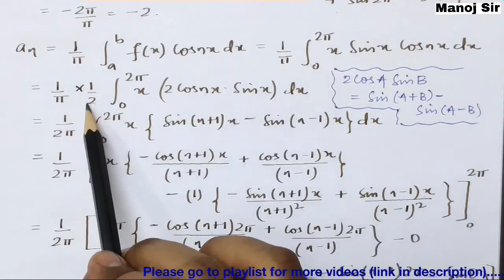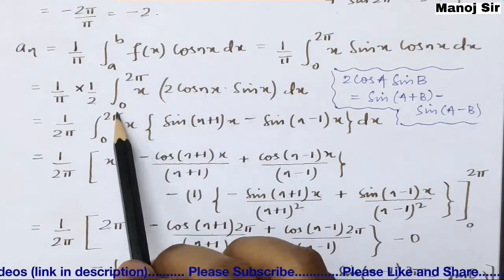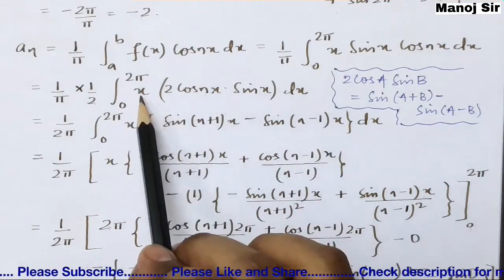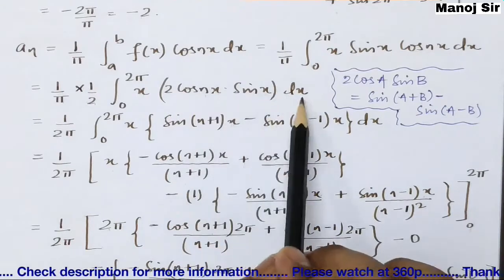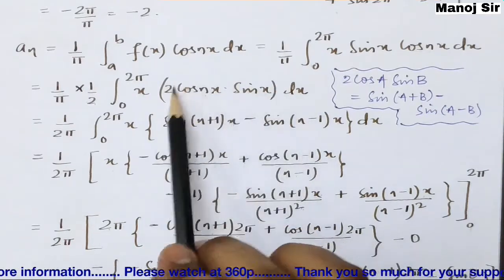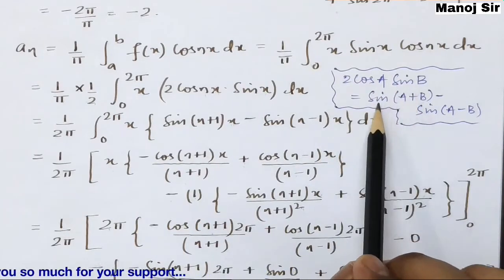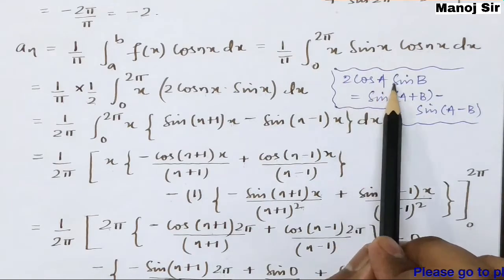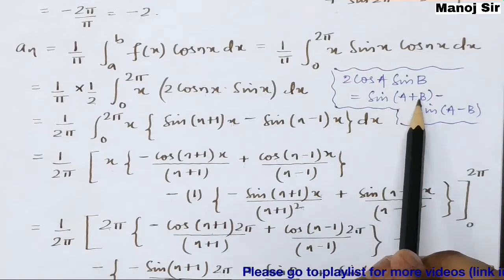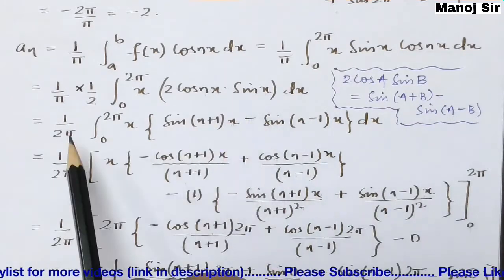So this is going to be 1 upon pi into half. Why half? Because we have multiplied 2 here. Integration 0 to 2 pi. We are writing this x separately. Then 2 into cos nx into sin x dx in the bracket. Now we are going to apply this formula, that is 2 cos a sin b equals sin a plus b minus sin a minus b. Okay, 2 cos a sin b is equal to sin a plus b minus sin a minus b. We are going to apply this formula here.